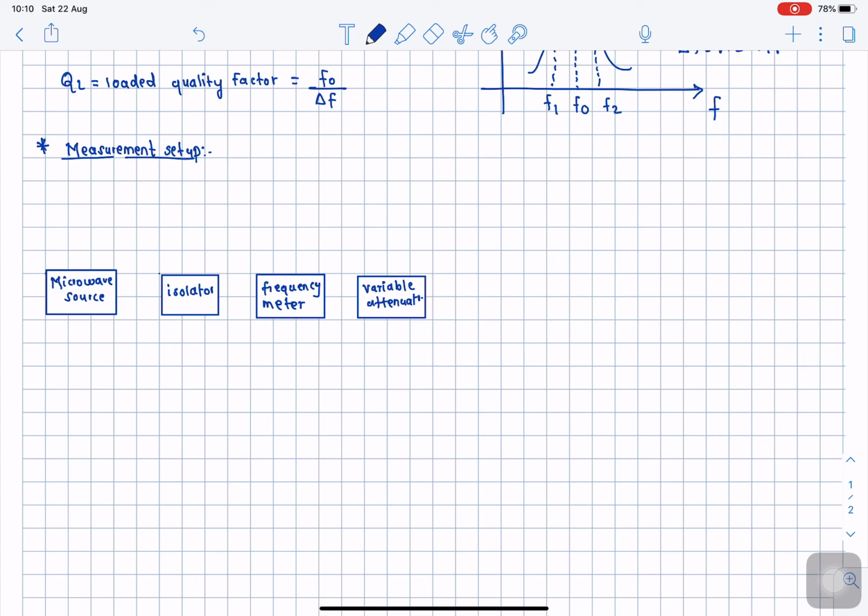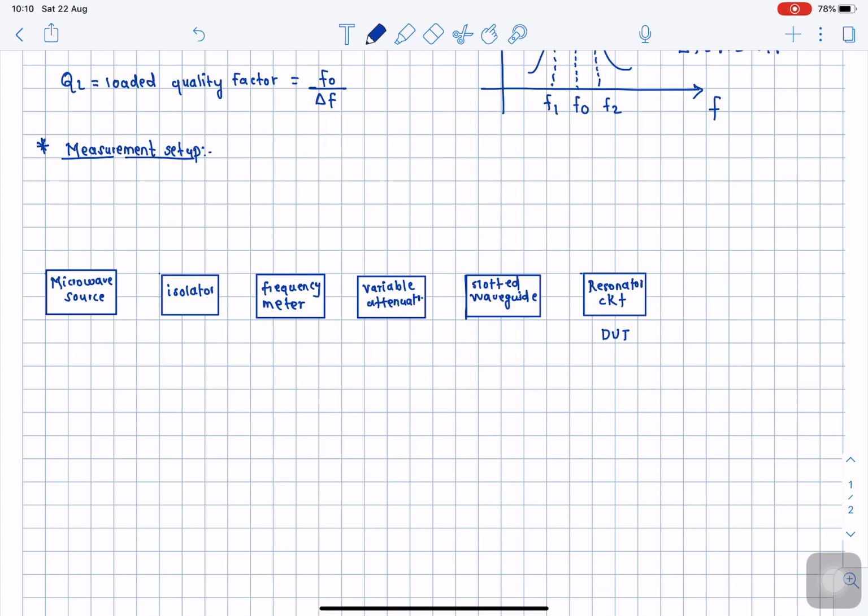Then we will place a slotted waveguide section, in order to facilitate the measurement procedure. At the end of this slotted waveguide section, we will place the resonator circuit. This is the resonator circuit whose quality factor we want to measure, also known as the device under test.